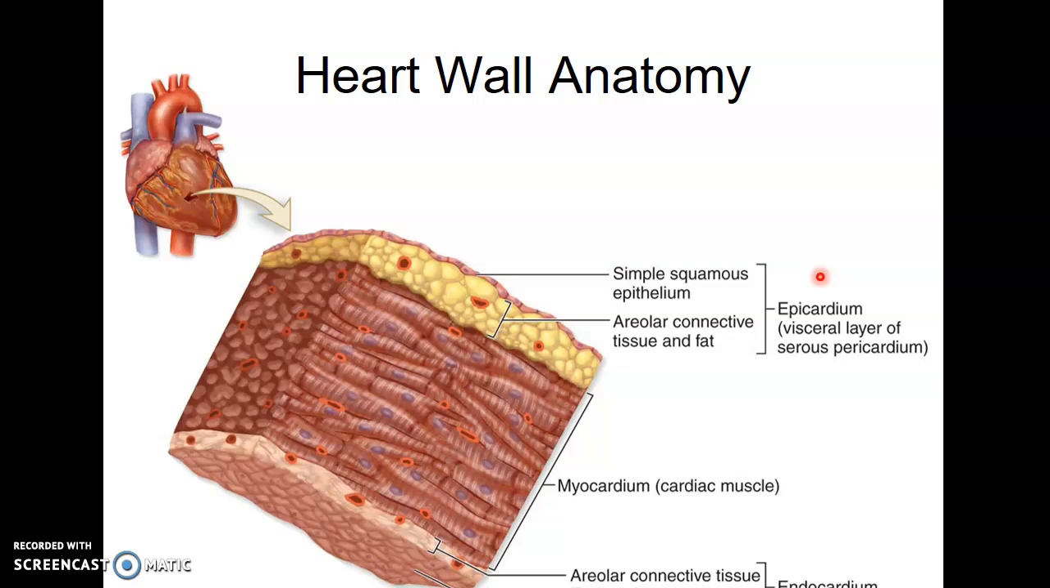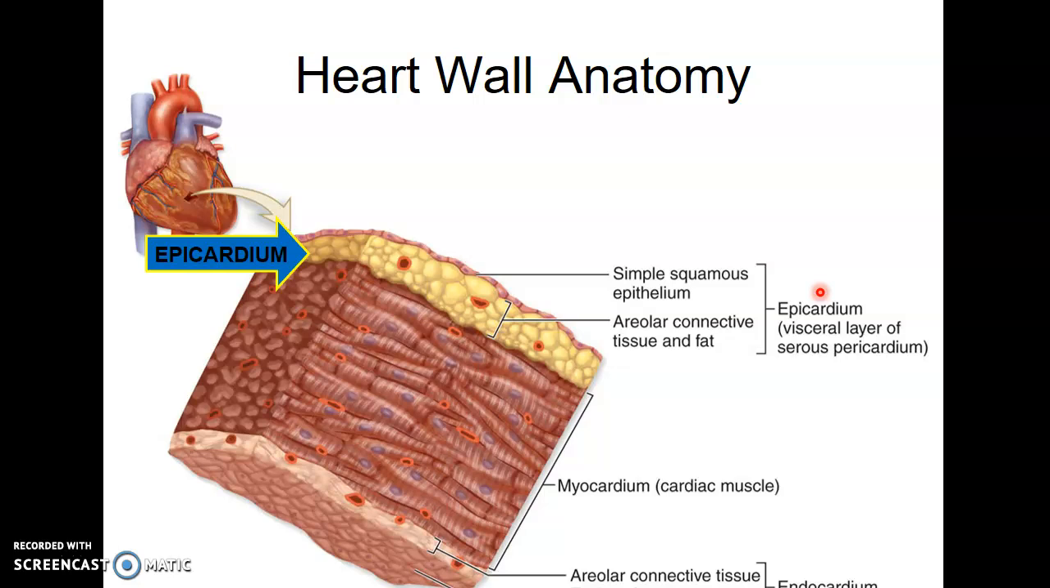Here's our heart wall, and as we said before, our heart wall is really muscular. It's made of that cardiac muscle tissue that we talked about before. We have three layers to the wall of the heart. We have the epicardium, covered on the outside by simple squamous epithelium, and then we have areolar connective tissue and fat that's helping to hold those together. And this makes up the epicardium, which is also the same as the visceral layer of the serous pericardium.